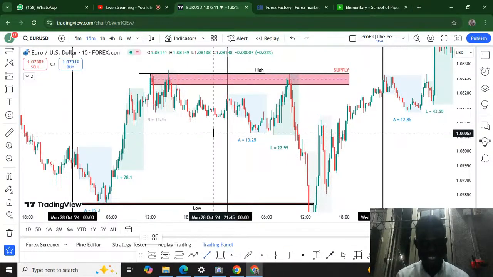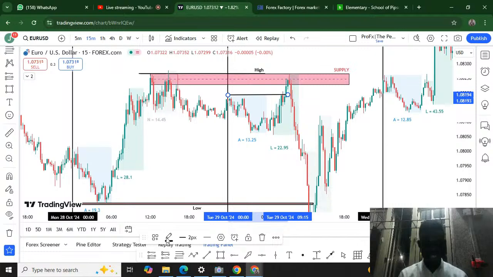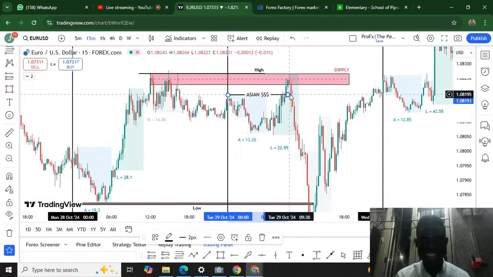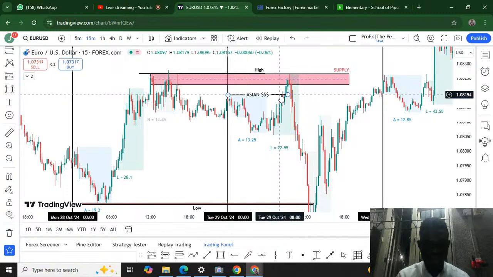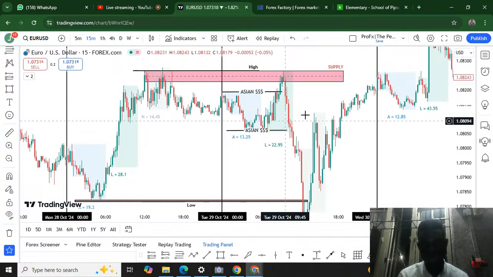So the market is always intentional. There is no guess or gamble in the market. Every move you see is always structured. So you won't see a price sell or buy if it didn't move from a location. So what triggered this sell was because it took out Asian high into supply zone and sold.